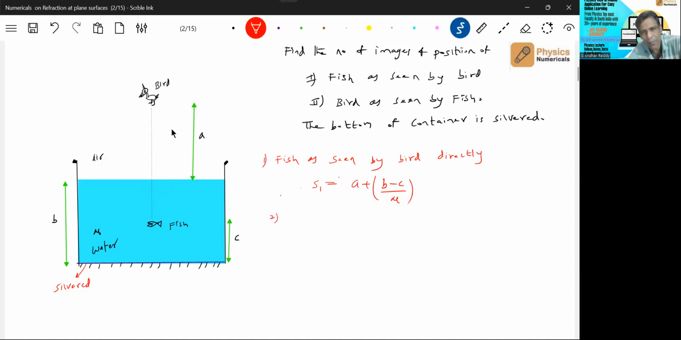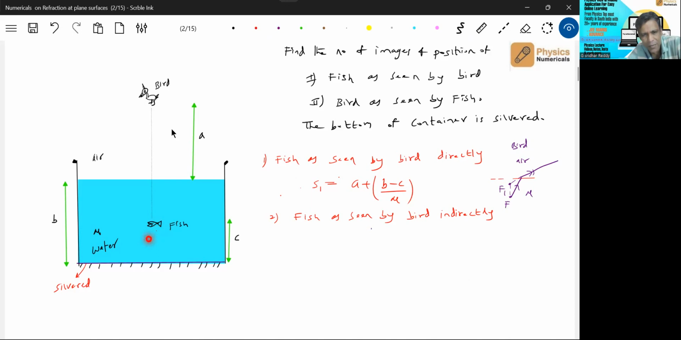Now the fish as seen by the bird indirectly. Indirectly means first the rays emitted by the fish strike the mirror and form the image. Then the reflected rays from the mirror will undergo refraction and enter into the bird's eye. We will draw the diagram.